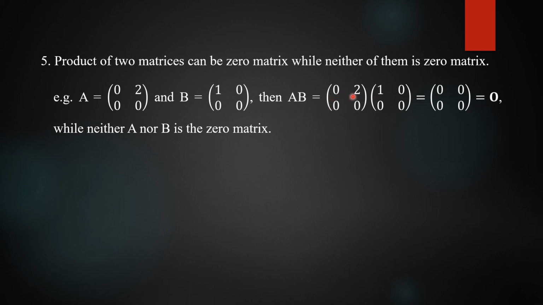You see, this row multiplied with this column: 0 into 1 is 0, plus 2 into 0 is 0, so 0 plus 0 is 0. Then the row into the next column: 0 into 0 is 0, plus 2 into 0 is 0, again 0. Then this row and this column: 0 into 1 is 0, plus 0 is 0, then the next is also 0. So ultimately, the product of two non-zero matrices may be equal to 0.